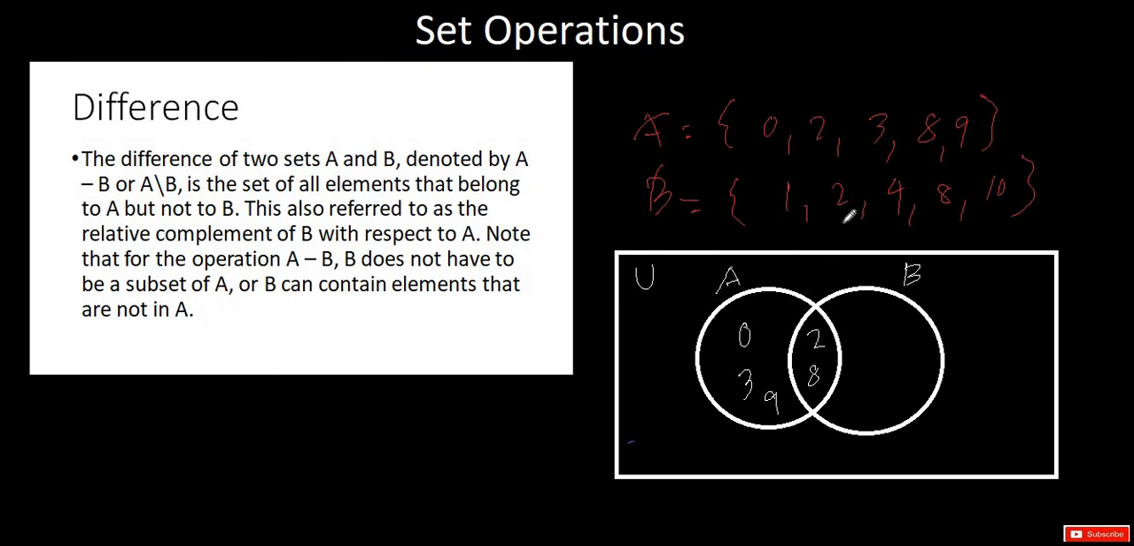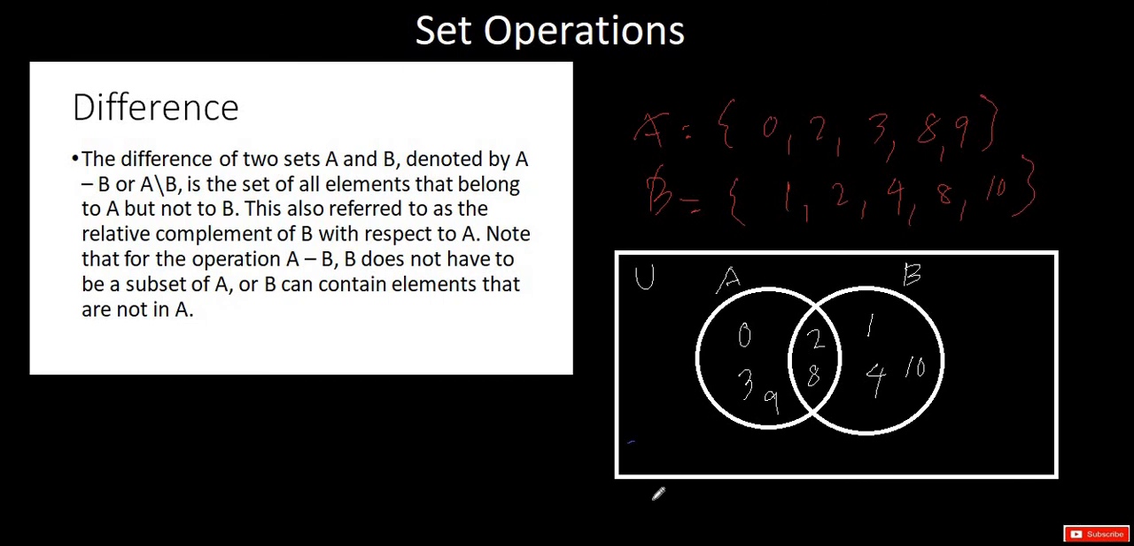What about set B? What are the elements of set B? We have 1, 2, 4, 8, and 10. Now, since we have listed already 2 and 8 here, the other elements that belong to B only are 1, 4, and 10. Now let's check all the elements of set B. We have 1, 2, 4, 8, and 10.